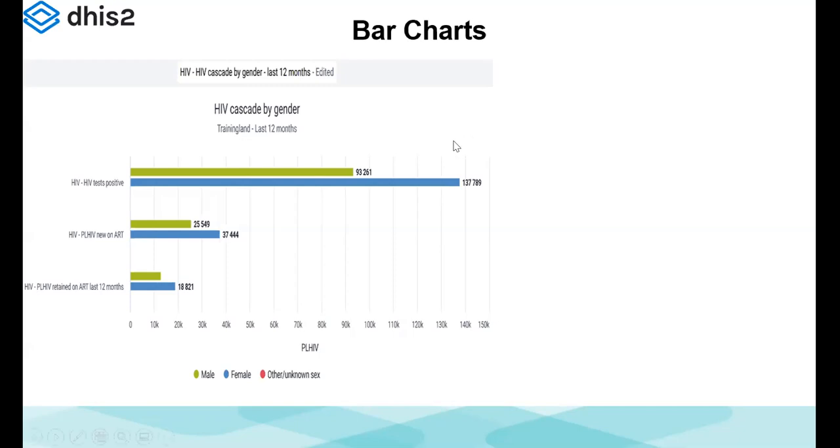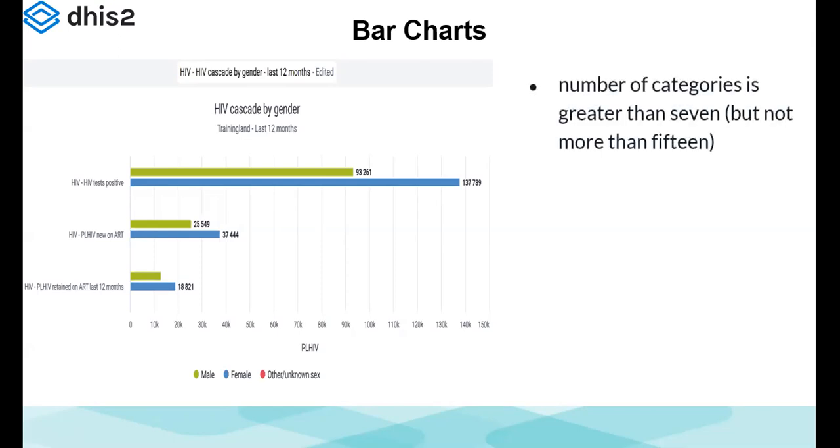Yeah, it's a bit of a tricky question. Why don't we use column charts for this example? Is it because of the values? If the values are large? Exactly. That's the thing.